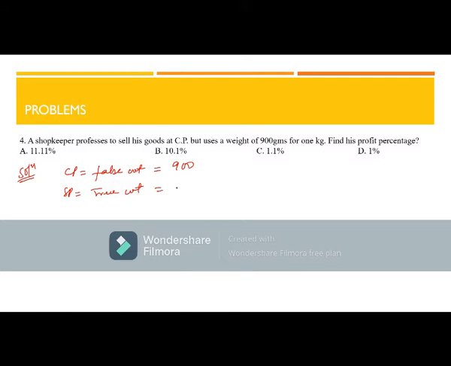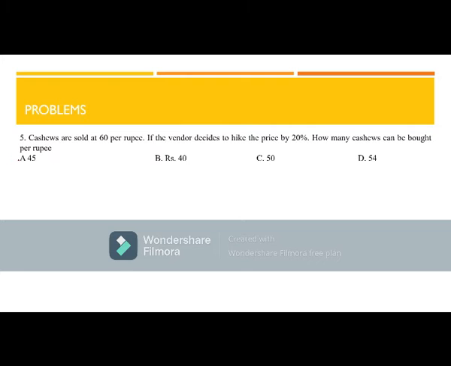What is the true weight? True weight is 1000 grams. So we say that selling price is more than the cost price. So there will be a profit. So profit of 1000 minus 900 divided by 900 into 100, which again comes to 11.11%. So answer of question number 4 itself is 11.11%. We go to the next one, question number 5.